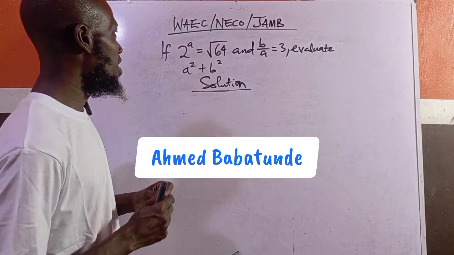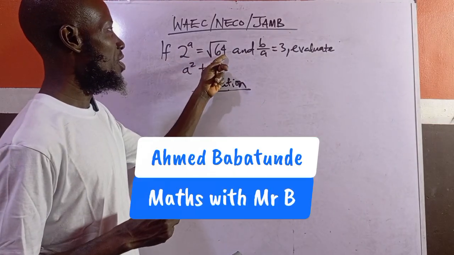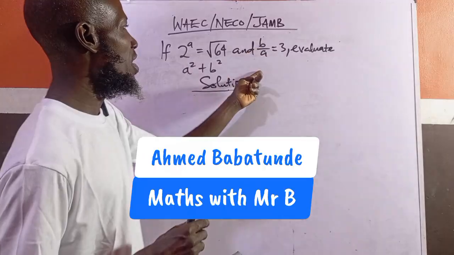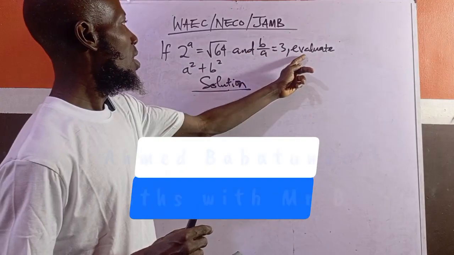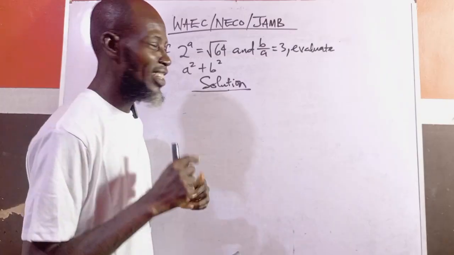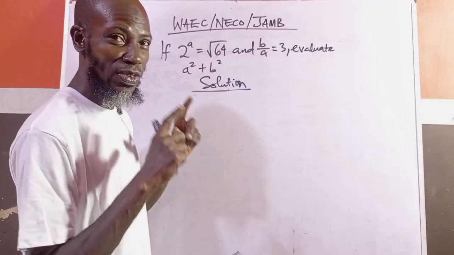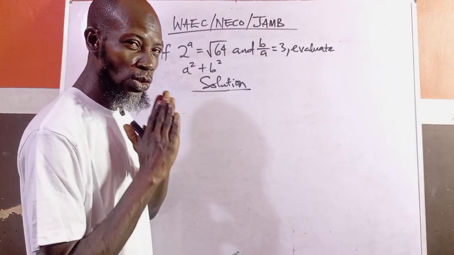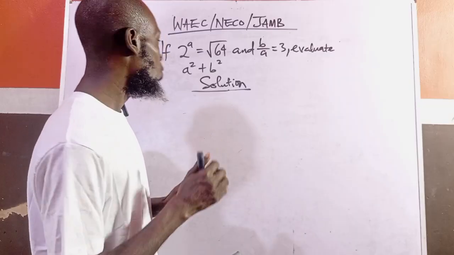2 to the power of a equals square root of 64 and b over a equals 3. Evaluate a squared plus b squared. So let's see how we are going to solve this question. It's so simple. Follow through.